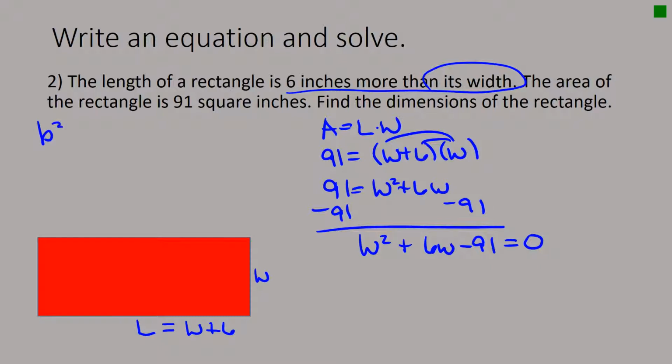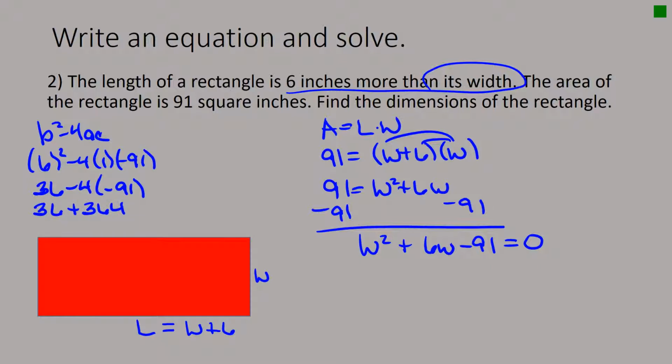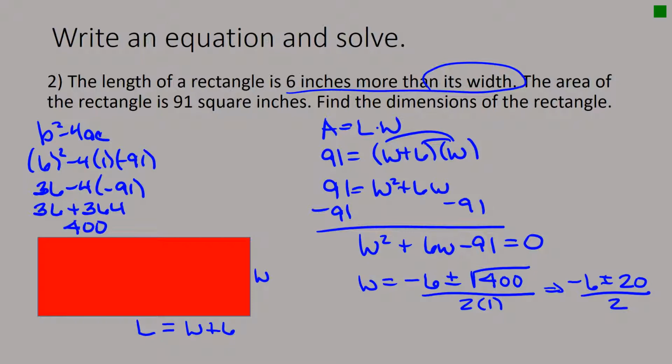And I'm going to go ahead and do the quadratic formula. When I'm working with big numbers, I like to do the quadratic formula. So this is 6 squared minus 4 times 1 times negative 91. So 36 minus 4 times negative 91. And 4 times 91, we all know, is 364. So 36 plus 364 is 400. So w is going to equal negative 6 plus or minus the square root of 400 all over 2 times 1. So that's negative 6 plus or minus 20 all over 2.